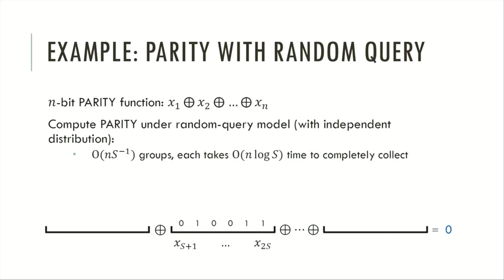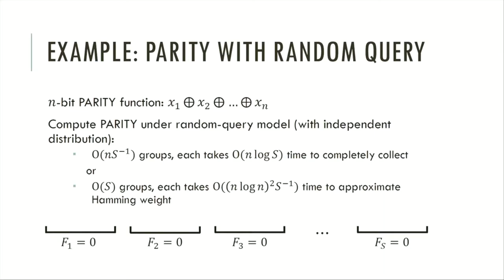But there is another totally different algorithm which achieves the same trade-off between time and space. This time, you will divide the input into s parts instead of n over s parts. What you want to do is to approximate the Hamming weight of each part by counting how many ones you received within each part. So you just have to maintain S numbers, F1 to Fs. When you receive a 1, you increase the frequency count by 1. If you receive a 0, you do nothing, and so on. By some concentration bounds, you will see that you need about N over S samples to approximate the Hamming weight of each part with error much smaller than 1. And since you approximate the Hamming weight with error much smaller than 1, you also know the parity.